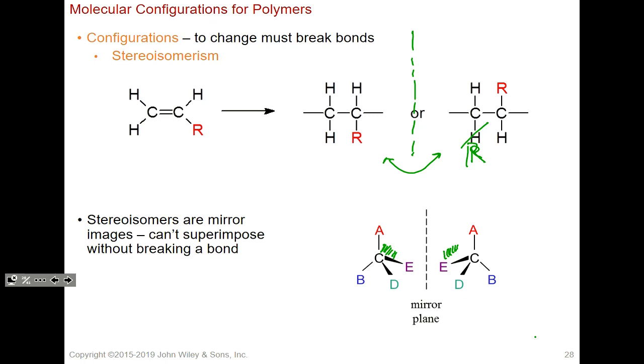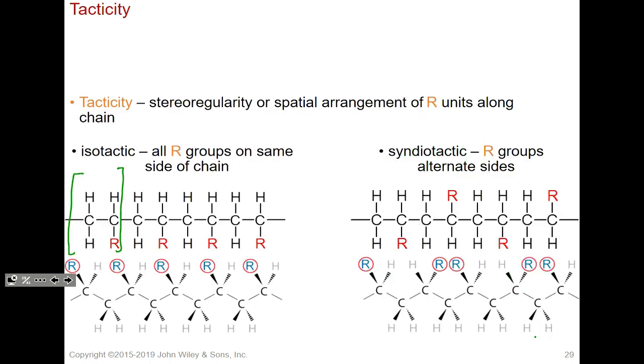Here you could see when you put a mirror plane, those two are the same, right? Or sorry, they're not the same, because when you take this mirror image and you put it on top of this, is that the same? And that makes a difference. When they're not the same, it absolutely makes a difference when you propagate the mer into the polymer chain. So a polymer is isotactic if it's on the same side. Let's say your repeat unit, all the R's are on the same side, okay?